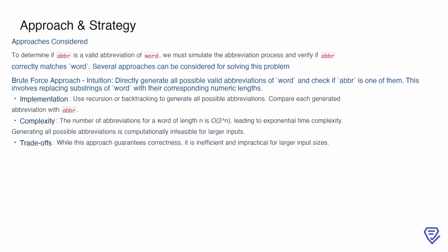However, the complexity of this approach grows exponentially with the length of the word, as there are 2 to the power of n possible abbreviations for a word of length n. While this guarantees correctness, it quickly becomes computationally infeasible for larger inputs. The trade-off here is clear. Although conceptually simple, brute force is inefficient and not practical for solving this problem when scalability is a concern.